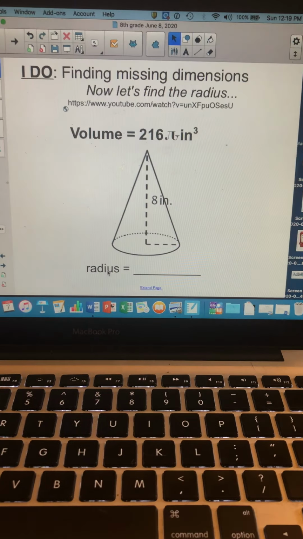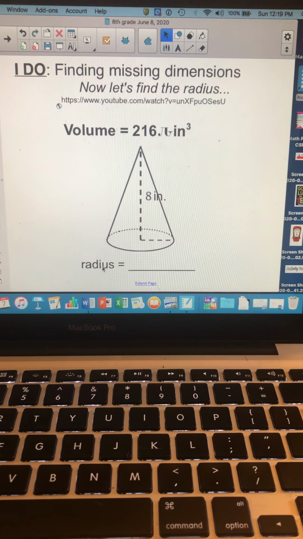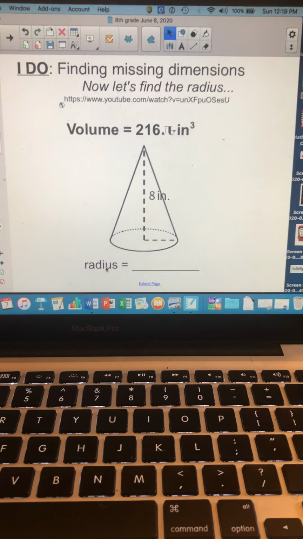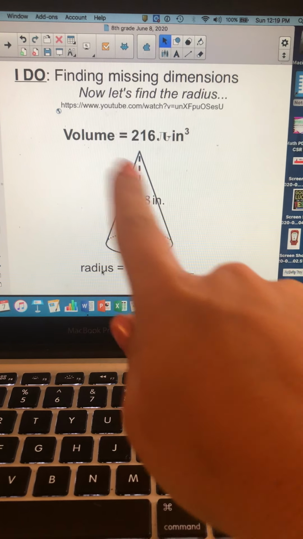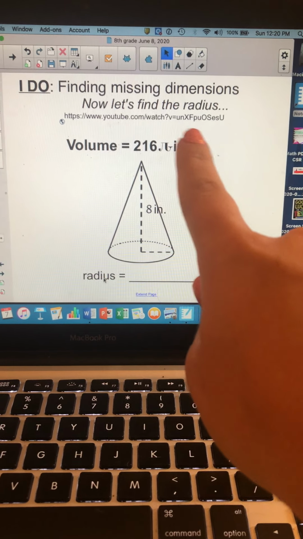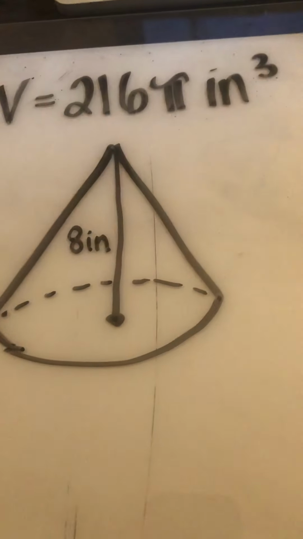All right. So here's our first diagram. We're given a cone. The volume is 216 pi, and it's asking us for a radius. It looks like we have a height. There is a link that I have here in the lesson, so I will also attach it to your lesson tab as well for support, okay? So let's go through how we would find this radius.